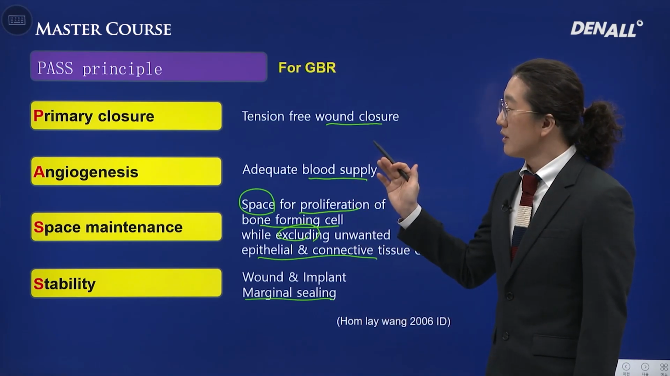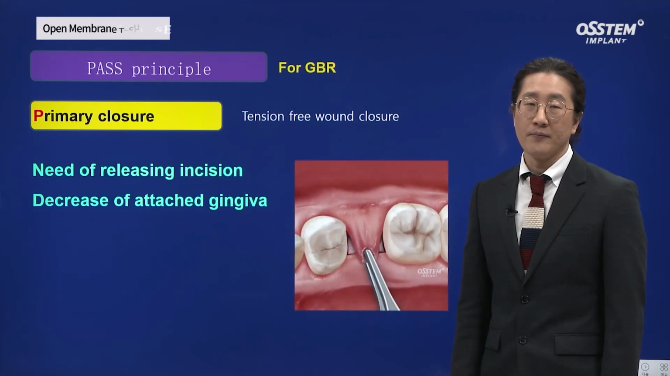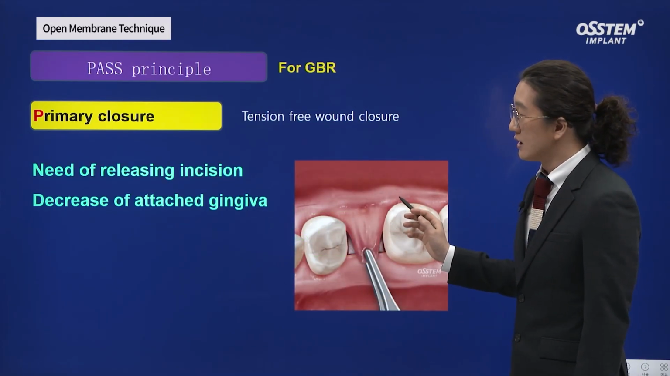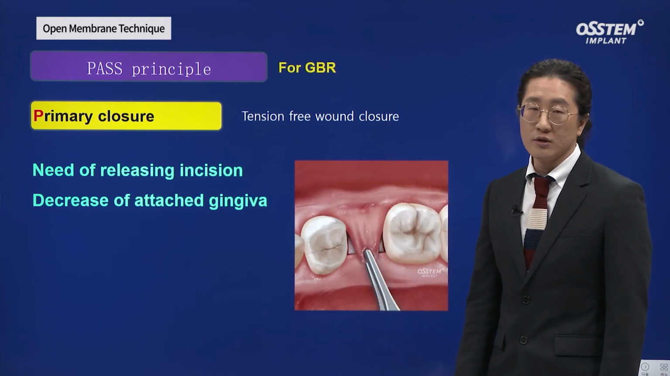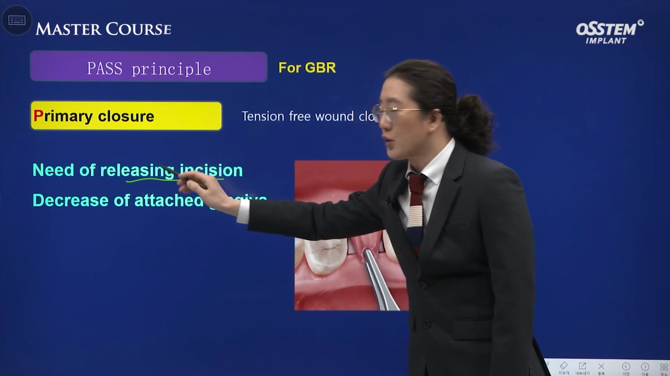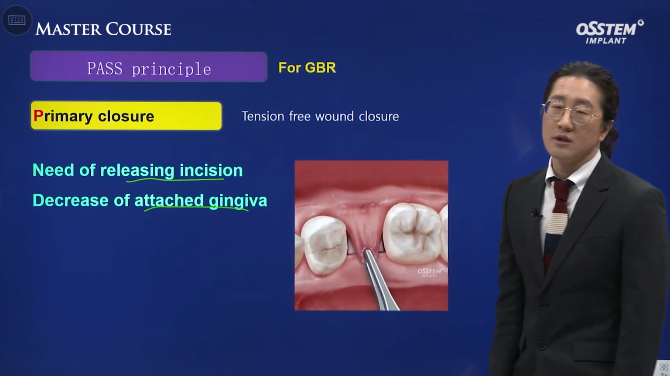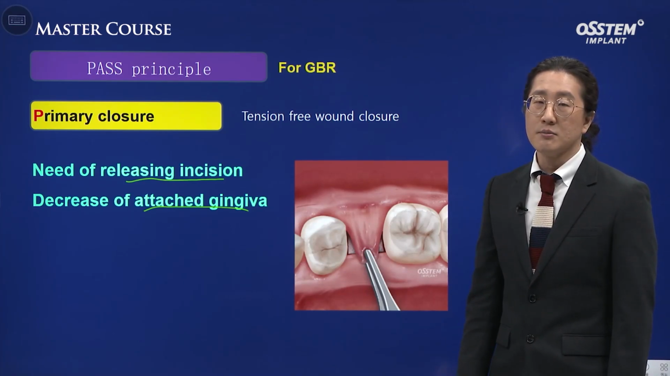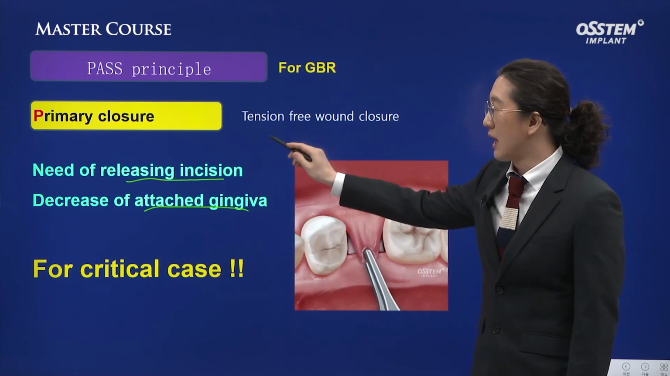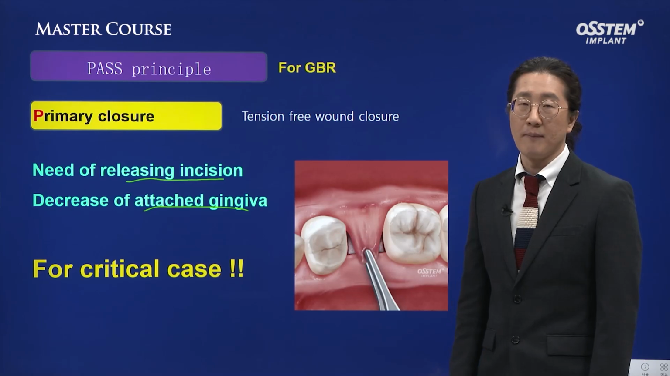In regards to open membrane technique, the problem here is primary closure, especially in the case of immediate implant placement after extraction. In order to get the primary closure, significant releasing incision is necessary, and when we do this, there's loss of attached gingiva. If it is a critical case, we may overlook this downside and achieve primary closure.